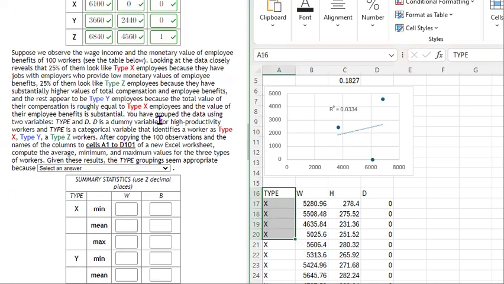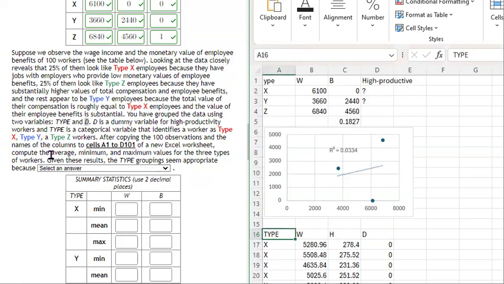So you've grouped the data using two variables, type and D, right? Here's type right here, and here's D. D is a dummy variable for high productivity workers. Type is a categorical variable that identifies a worker as type X, type Y, or type Z workers. Compute the average, minimum, maximum values for the three types of workers. Given these results, the type groupings seem appropriate because, right?